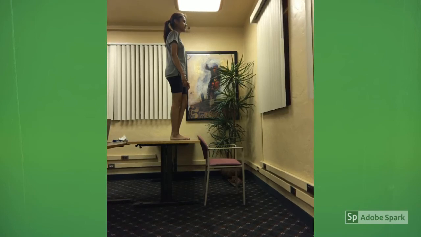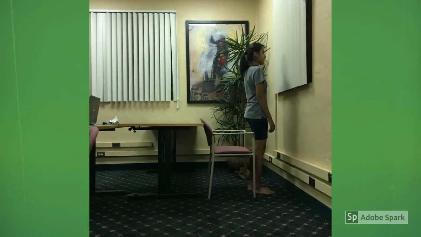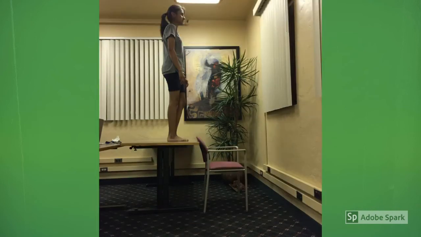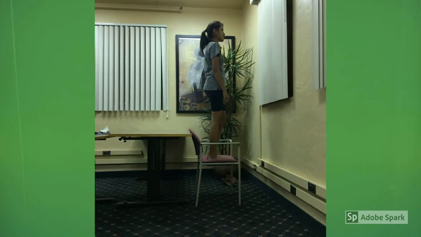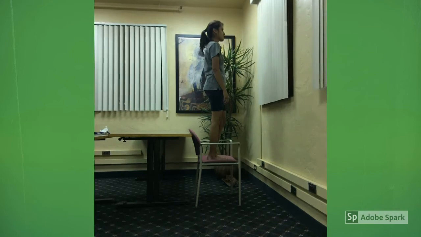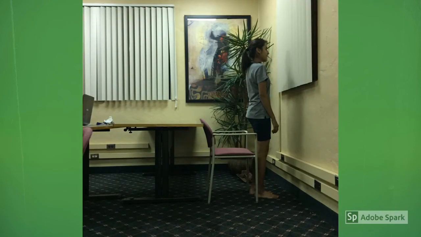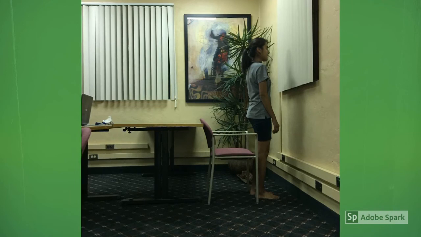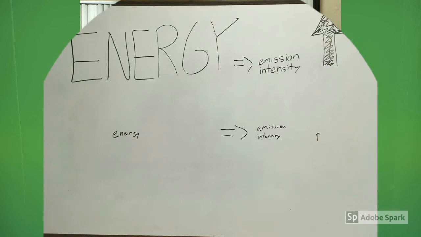If the electron is excited at the highest energy level, the table, it can relax straight to the ground and emit a photon of high energy and low wavelength. However, the electron can also first relax to the chair energy level, emitting a photon of lower energy and higher wavelength, and then relax from the chair energy level to the ground energy level, emitting another photon of medium energy and medium wavelength because the chair is closer to the table than the ground.